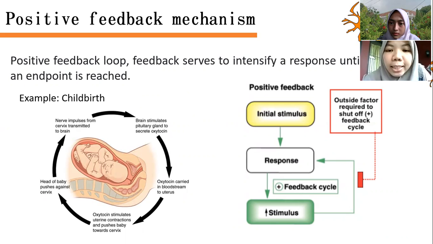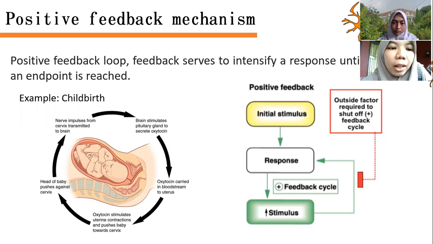First, the initial stimulus response will send an impulse to the hypothalamus, and the hypothalamus will detect it and then issue a response that will increase the initial stimulus, and this event will continue to repeat in order to stop. There must be an outside factor required to set off the positive feedback cycle.